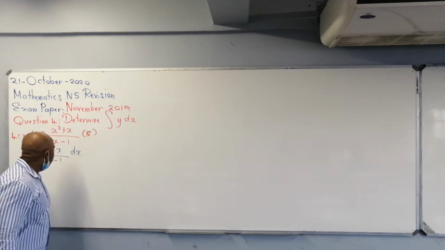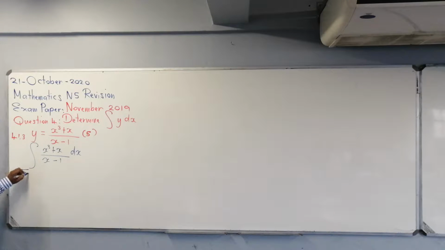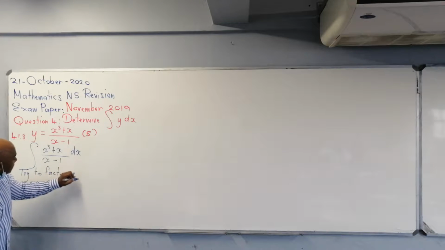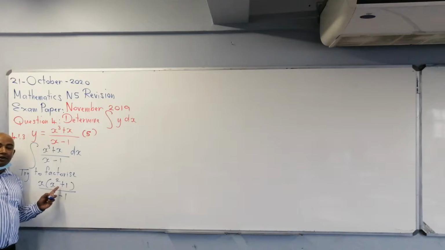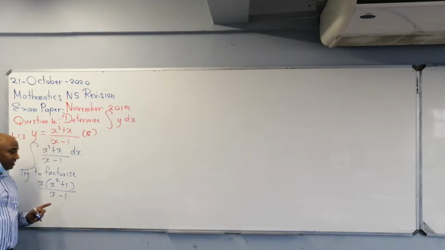Alright, so you try and factorize. So let's try factorize. So I have x cubed plus x. If I take out a common factor of x, I'm going to be left with x squared, because x times x squared is x cubed, plus 1, all divided by x minus 1. The problem is this is a positive. If it was a negative, then I would be able to factorize further.